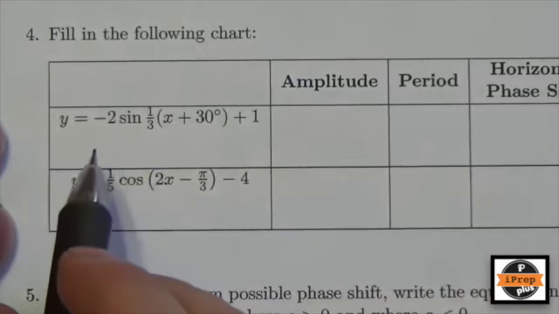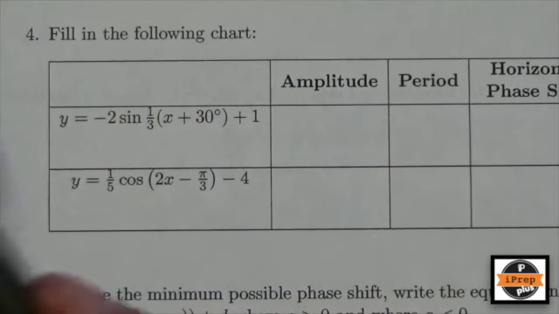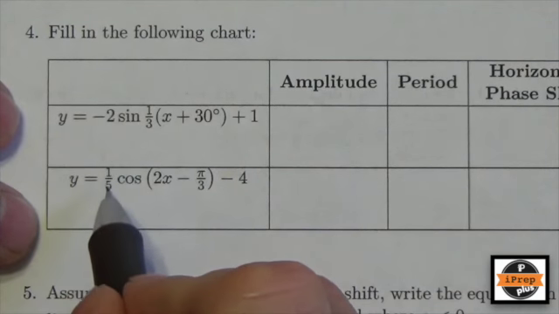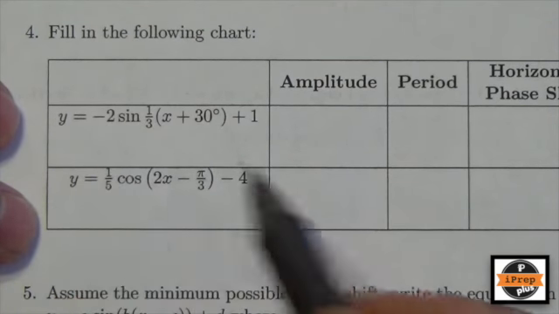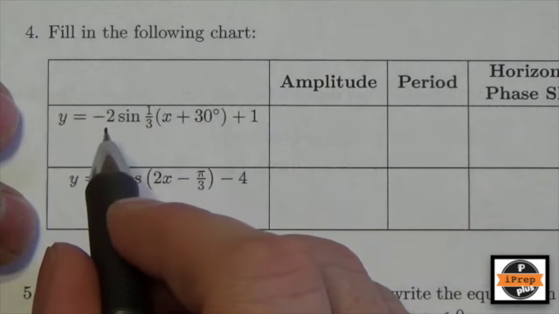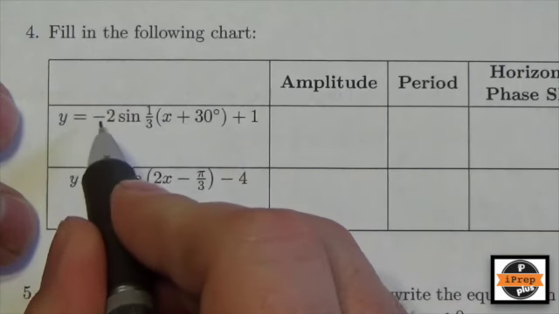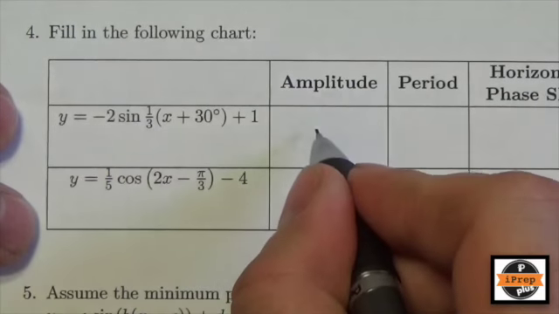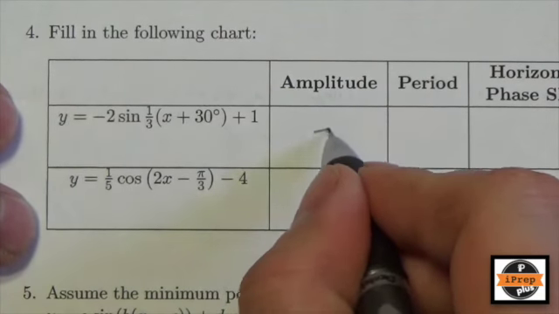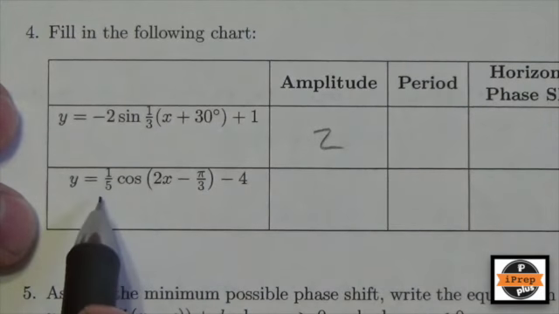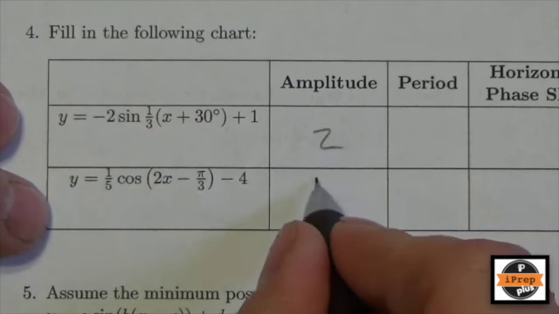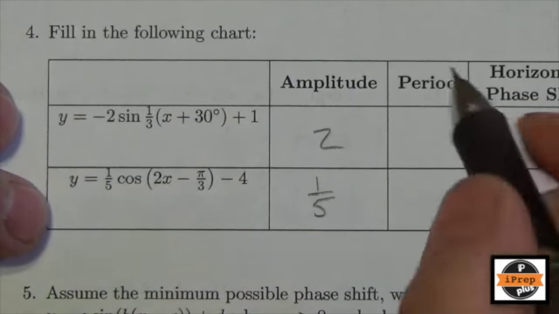So first of all, we're going to identify the amplitude of both of these. Now, remember that the amplitude is not affected by whether the initial coefficient here is positive or negative. Okay, so the first one here at -2, that means we've got a vertical stretch by a factor of 2. The negative is just throwing a reflection on here, so my amplitude is going to be 2. Here it's a little bit clearer. The vertical stretch is by a factor of 1/5, meaning my amplitude is going to be 1/5.